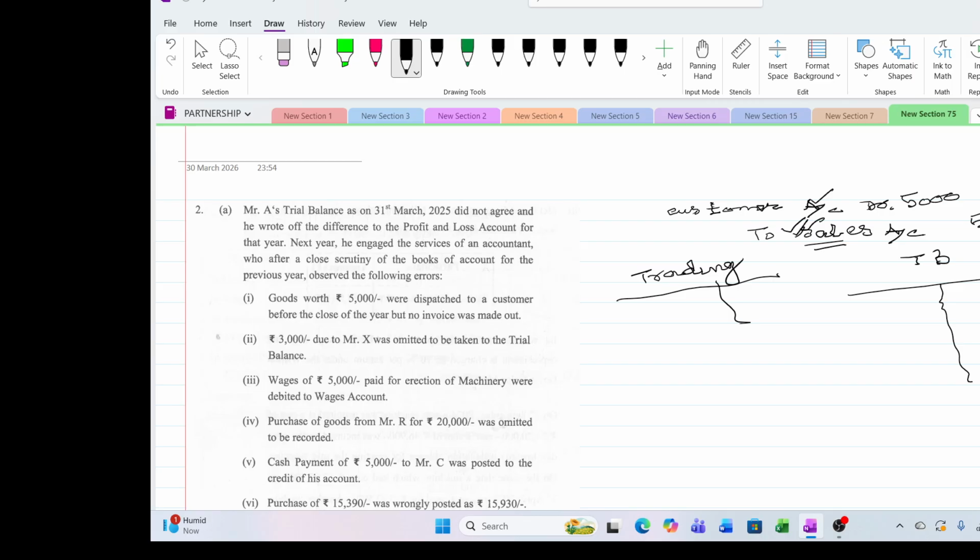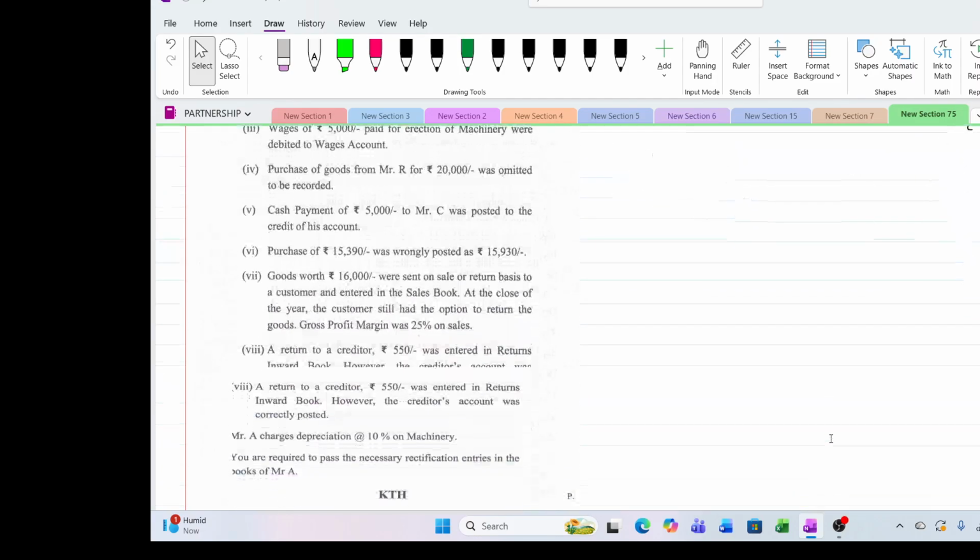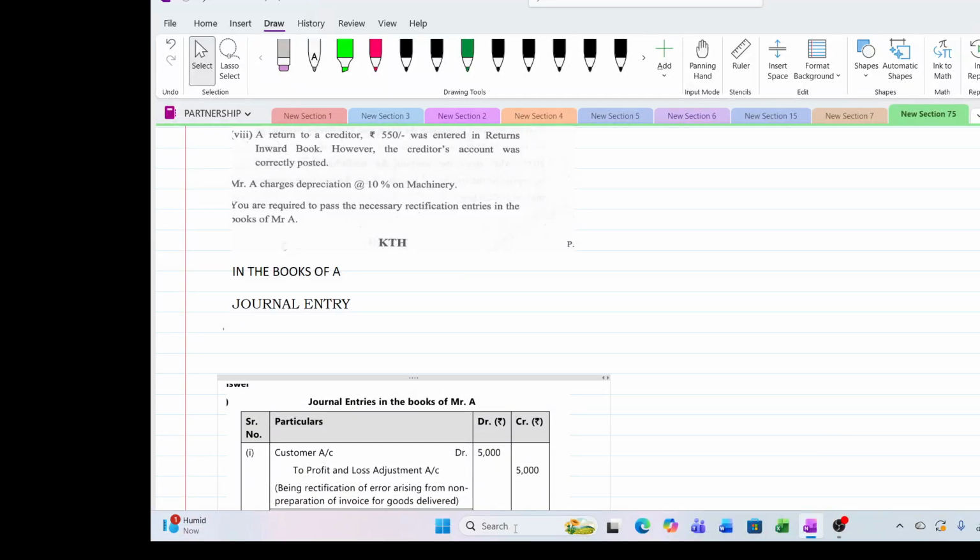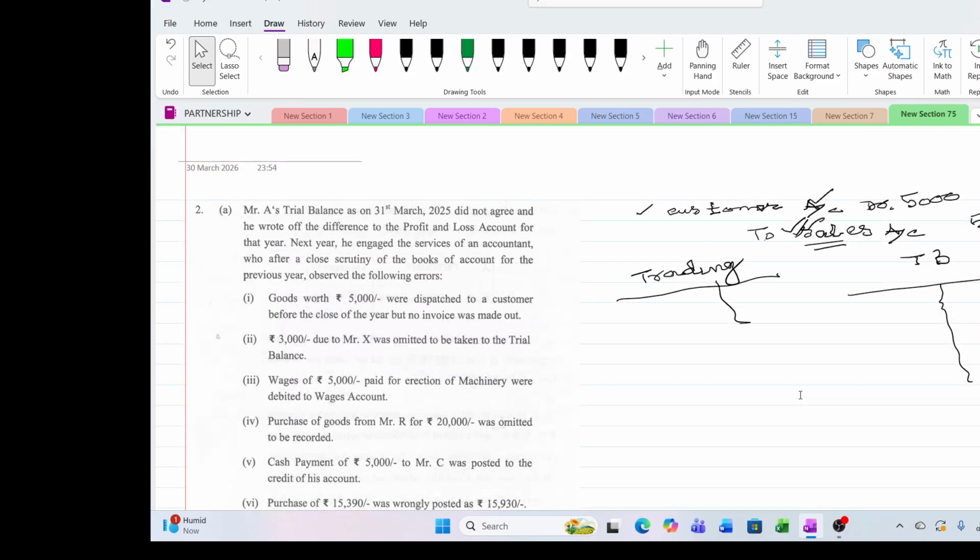So what would be the correct entry? Customer account debit to profit and loss adjustment account. At the end we will take the profit and loss adjustment to the capital account of A, because it is the business of A. So that rectification entry is given as customer account debit to profit and loss adjustment account. Whenever the profit is to be increased, we have to credit the P&L adjustment account, and it is a nominal account. All nominal accounts go to your trading as well as your P&L account.